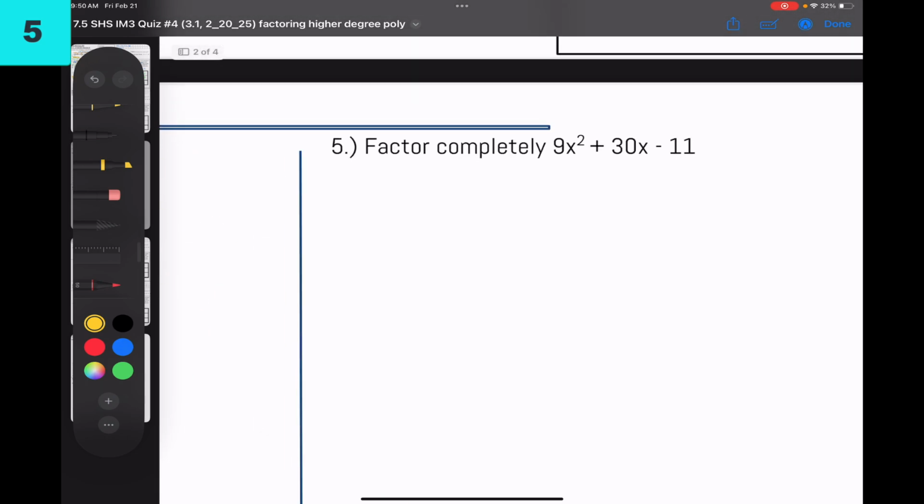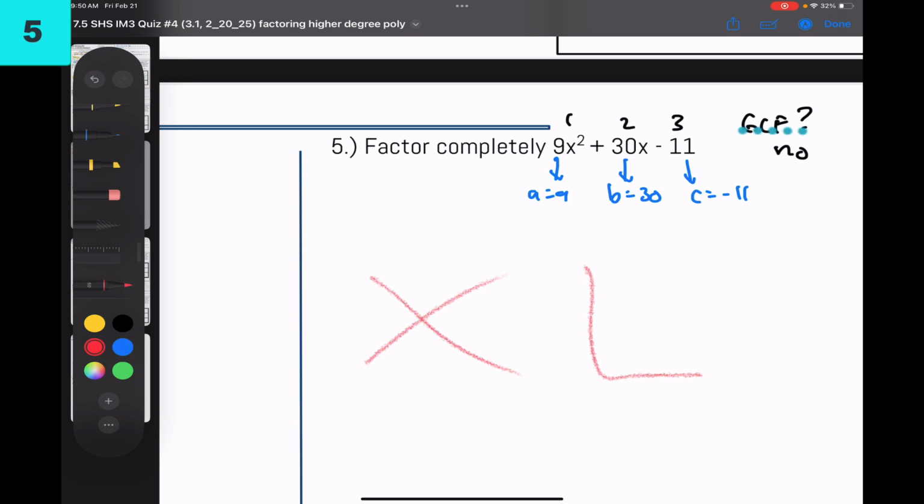Okay, number 5, count the number of terms. You can use the X-box. Now, is there a GCF? They don't all have an x, and they all don't have a number in common. Like 9 and 30 have 3, but 11 is a prime number. So there is no GCF. So a is 9, b is 30, c is negative 11. Pay attention because my a value is bigger than 1. I have to use both the X and the box.